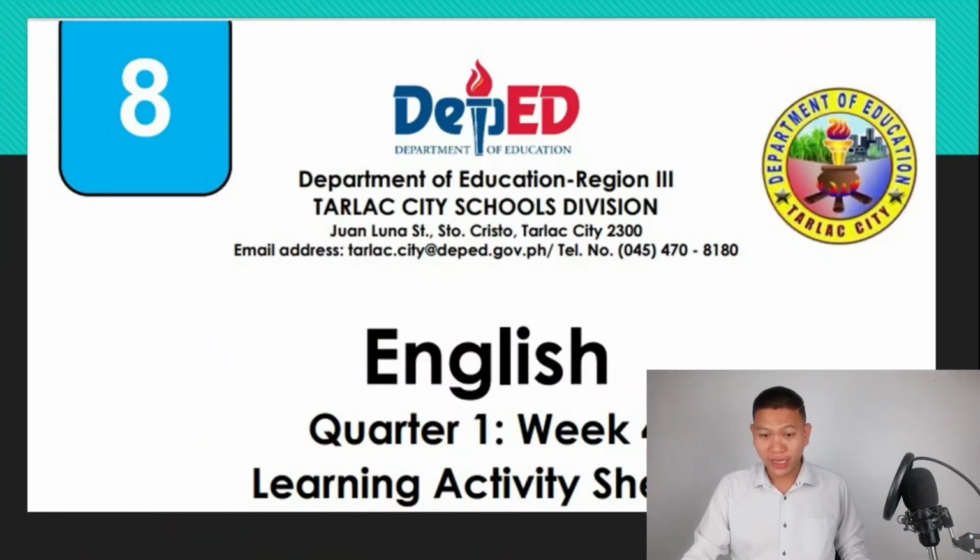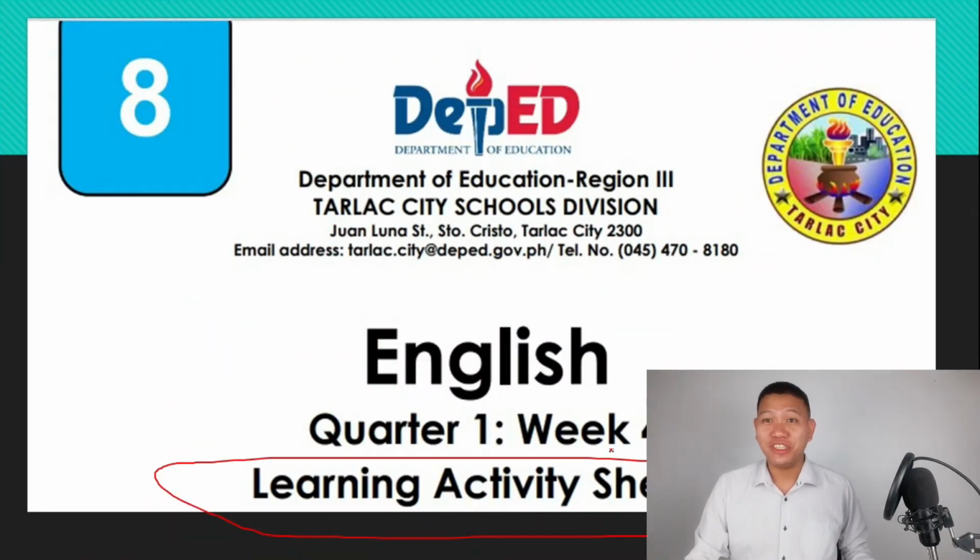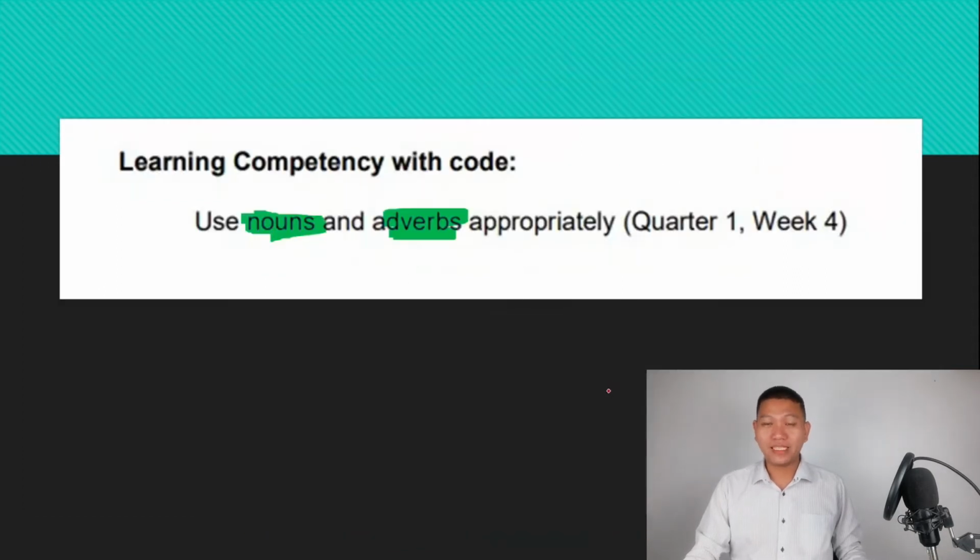Alright, let us begin our fourth lesson for English 8 in the first quarter. As you can see on my screen, we are still using learning activity sheets. For this week's lesson, our learning competency is to use nouns and adverbs appropriately. Okay? So our keywords here are nouns and adverbs.